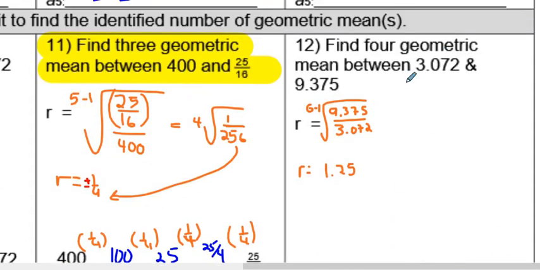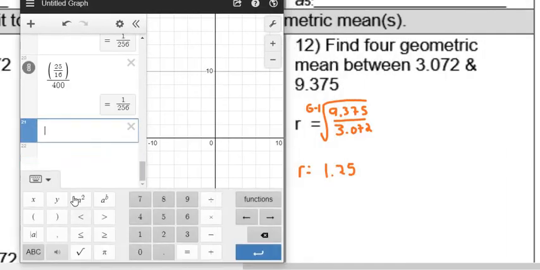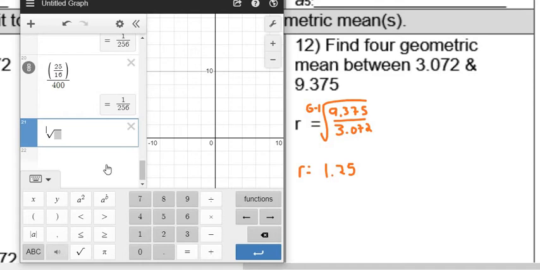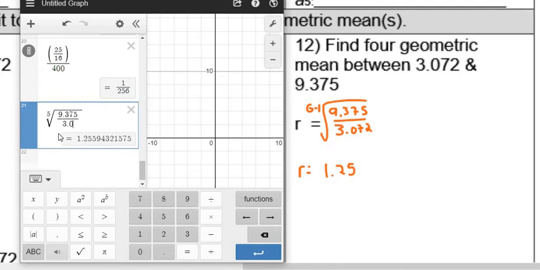So what do you do if you get something crazy with all these decimals? Just use decimals. I just typed this whole thing in Desmos. Please make sure you're using the graphing calculator for Desmos, not the scientific. I went to the root, which is under functions, miscellaneous root. I put in here 5, because 6 minus 1 is 5, and then 9.375, and then I divided that by 3.072, and I got 1.25.